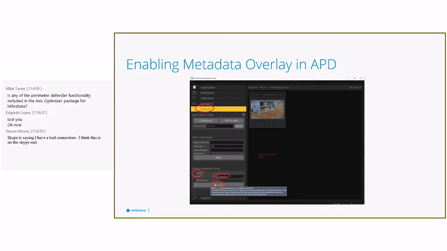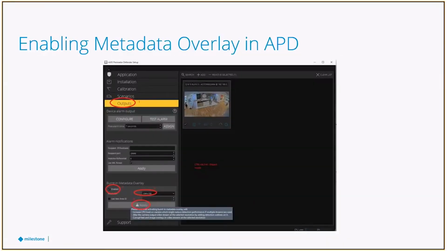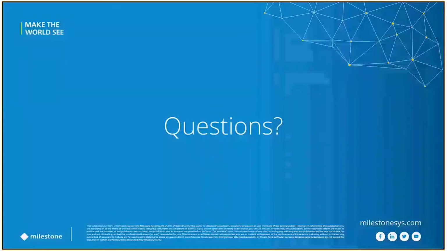So just to cover this again, how to set this and enable the burnt-in metadata within the APD. It's kind of weird: you go into the output section of the Perimeter Defender setup, and there's a portion where it says enable the burnt-in metadata overlay. This will not appear unless you're trying to configure it on a camera that has the firmware capabilities to do the burnt-in. So if you're trying to run it on a camera that's not compatible, you won't even get this option. So that's the end of the slides.